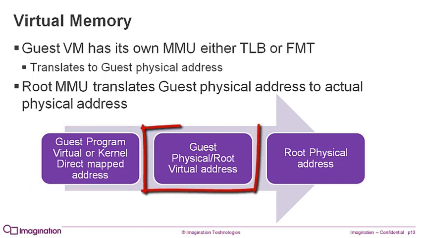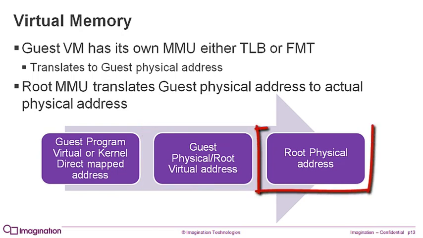The guest OS translates the virtual address to a guest physical address. In the virtualization module, the guest physical address is a virtual address in the root mode context that the root TLB will further translate to a physical address. Guest direct map segments such as KSEG0 or KSEG1 also map to a guest physical address, which will further be translated by the root MMU.